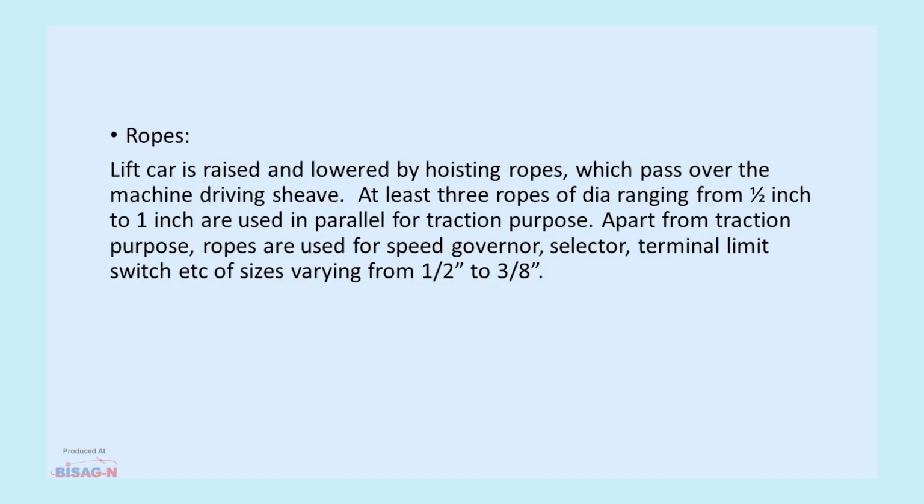Ropes. Lift car is raised and lowered by hoisting ropes which pass over the machine driving sheave. At least 3 ropes of dia ranging from ½ inch to 1 inch are used in parallel for traction purpose. Apart from traction purpose, ropes are used for speed governor, selector, terminal limit switch, etc. of sizes varying from ½ inch to 3/8.